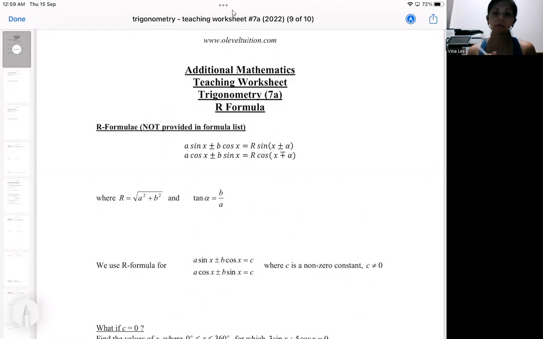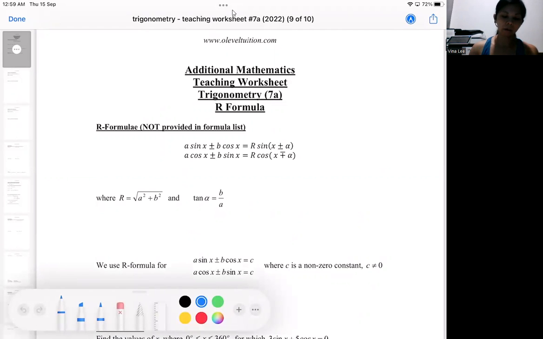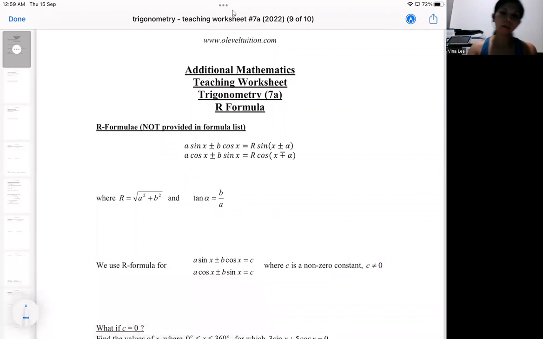In this section, we are learning something called the R formula. To understand the R formula, you have to recall something you learned in trigo equation. If you recall the fourth teaching worksheet, trigo number 4, you learned about the 4 steps of solving a trigo equation.